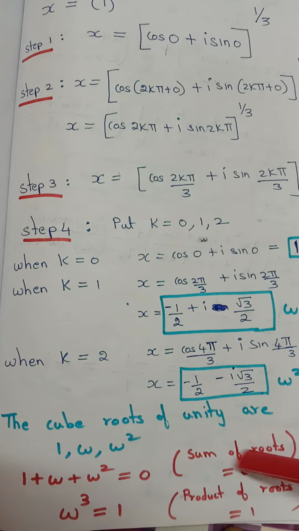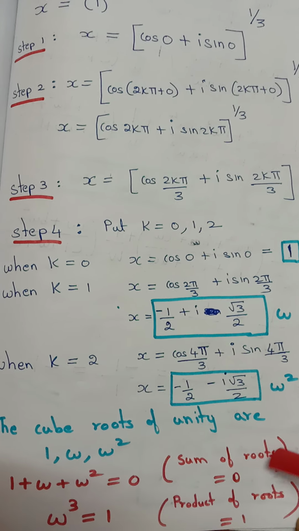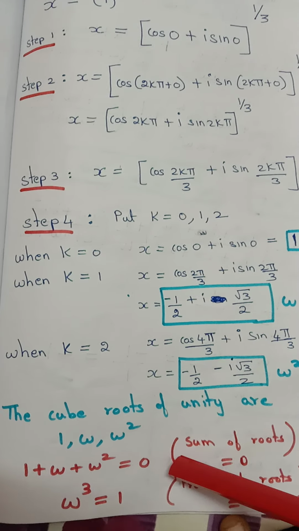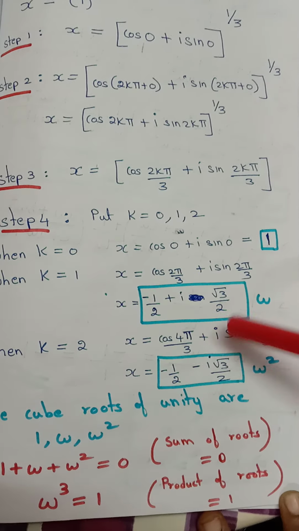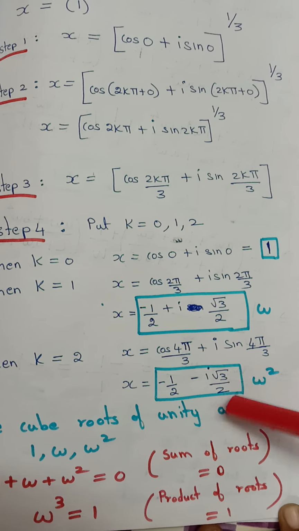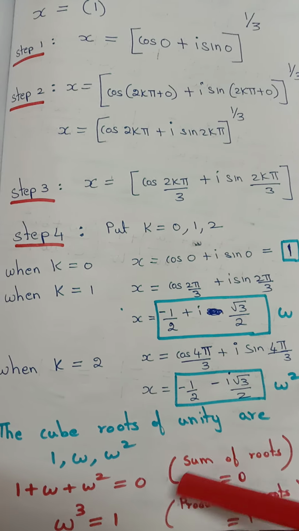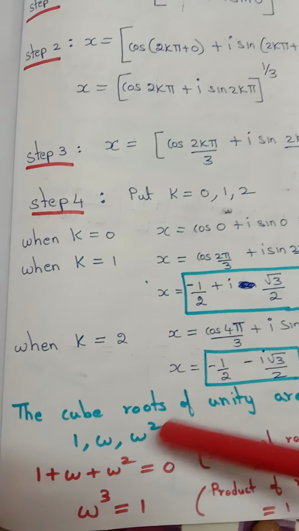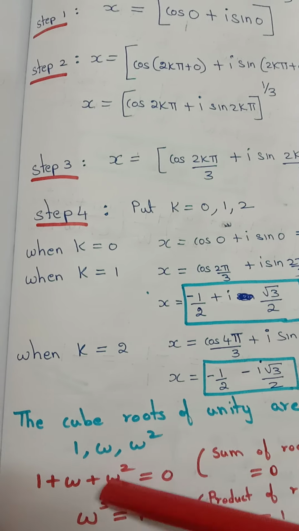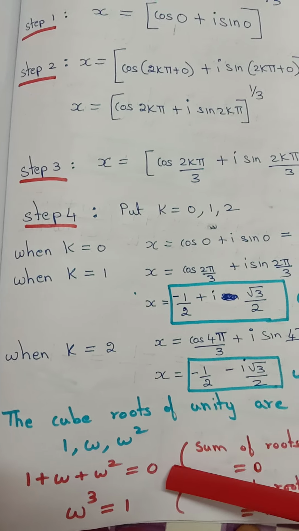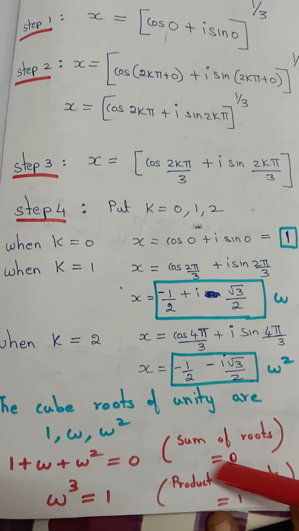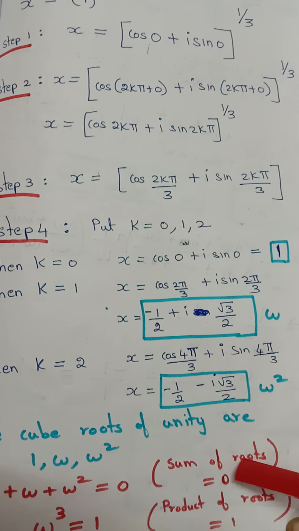The sum of the roots, when you add them, will always be 0. So 1 plus omega plus omega square is equal to 0. You can check. If you add these three numbers, you will get your answer as 0. So we have to remember this result. Always in cube root of unity, 1 plus omega plus omega square is equal to 0. Or for any nth root of unity, the sum of the roots will always be 0.